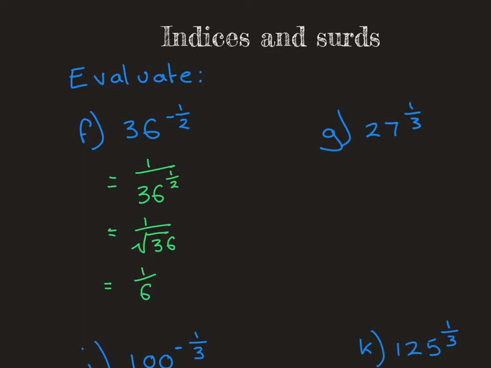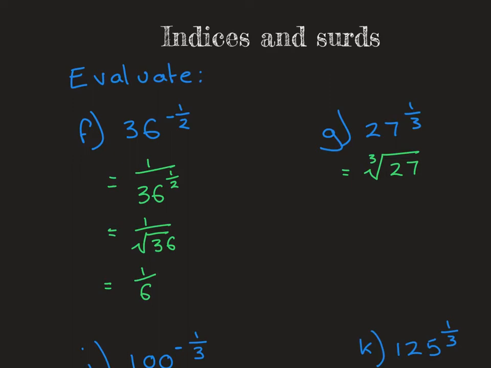So let's look at G here. So G is 27 to the power of 1/3. Now anything to the power of 1/3 is a cubed root. So that is going to be equal to the cubed root of 27. Now remembering that the cubed root means that to get that number, you have to multiply the same number by itself 3 times. Okay, the square root is where you multiply the number by itself twice. Cubed root is 3 times.